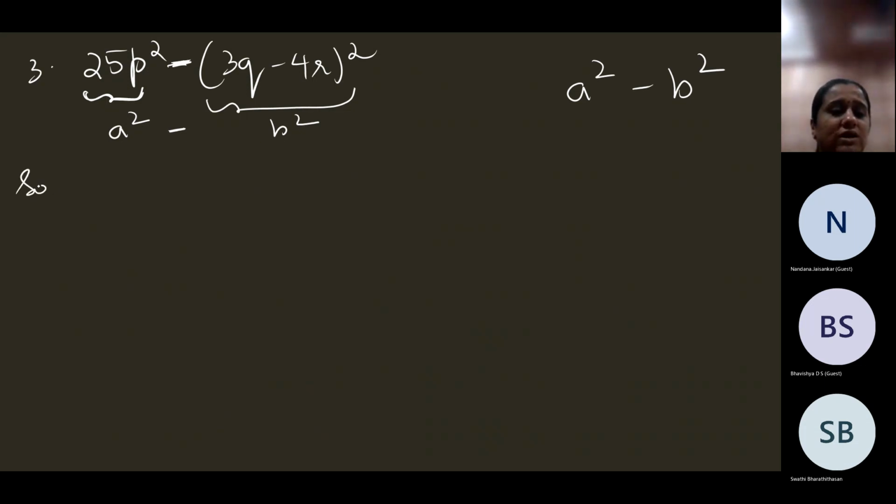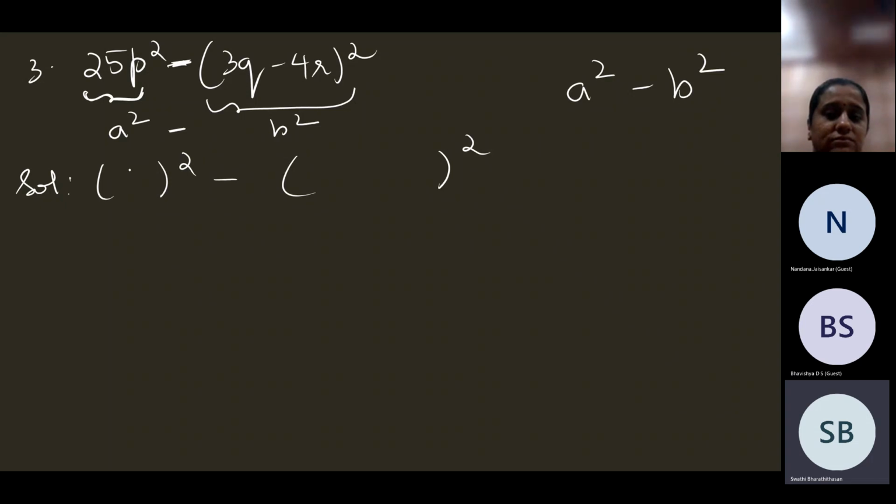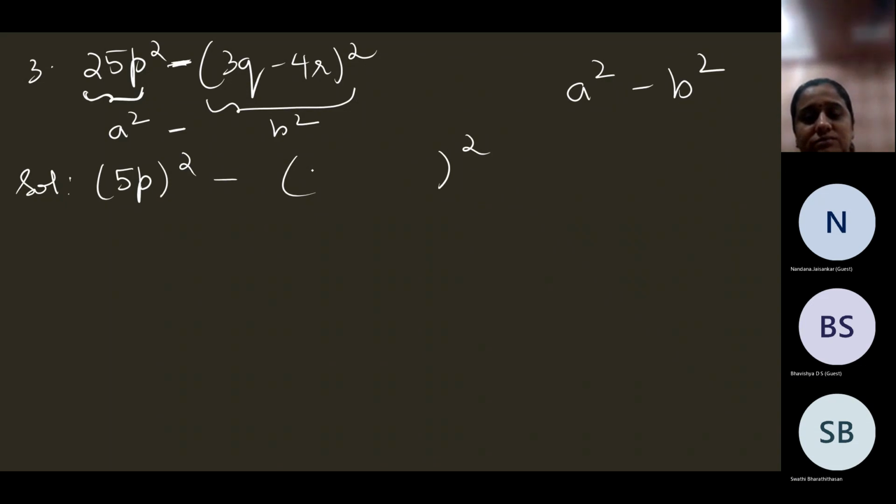So for that, you need to show that it is perfectly of the form a the whole square minus b the whole square. So use empty brackets. So what should come here in the first bracket? 5p. And the second bracket? 3q minus 4r as it is.